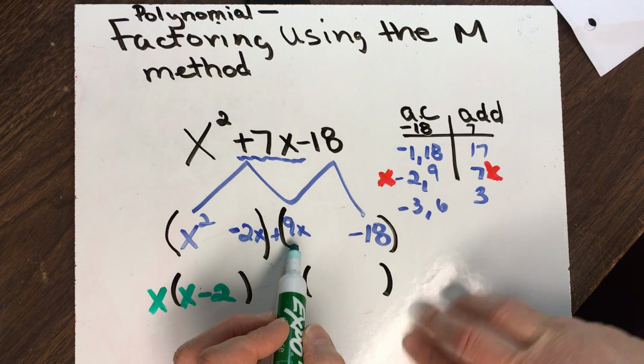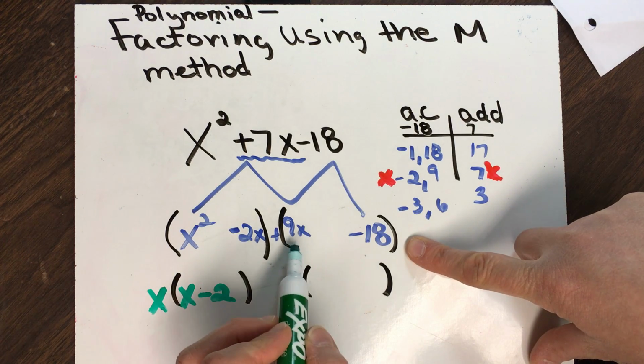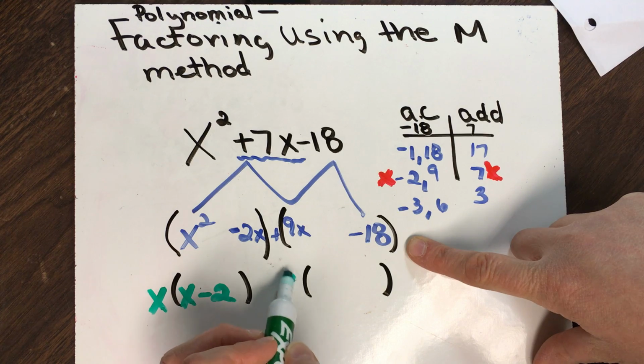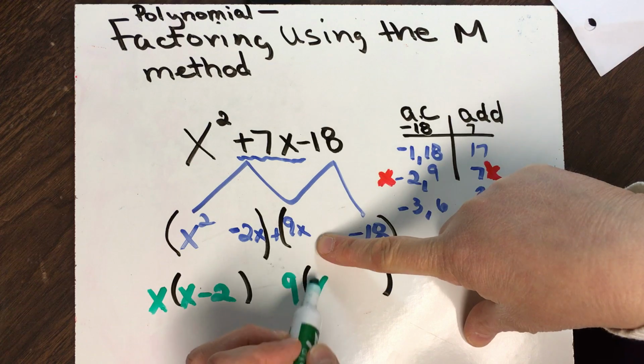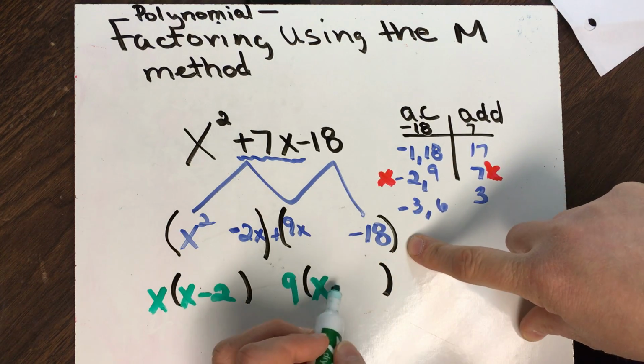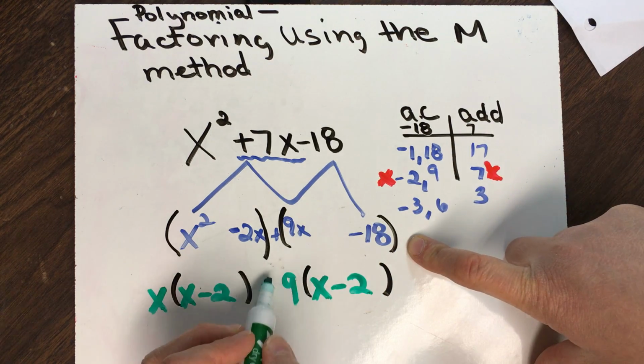And now I'm going to factor this piece here. So they both share a 9. I can factor a 9 out of both of them. If I factor 9 out of this, I'm left with x. If I factor 9 out of this, I'm left with negative 2.